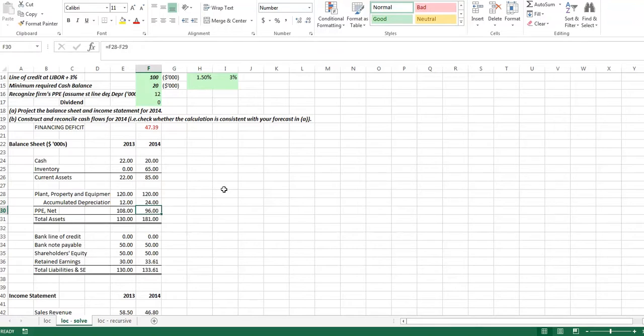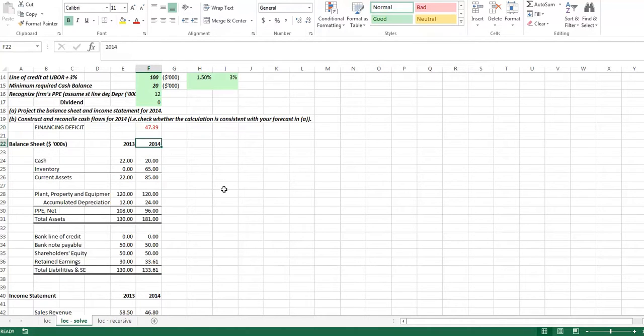And if I add up the net PP&E to 85 in current assets, I end up with 181 as my total assets. With that same financing, notice that I only have 133.61 as my total liabilities and stockholders' equity. So at this point, I have a financing deficit, which is noted right there as 47.39.